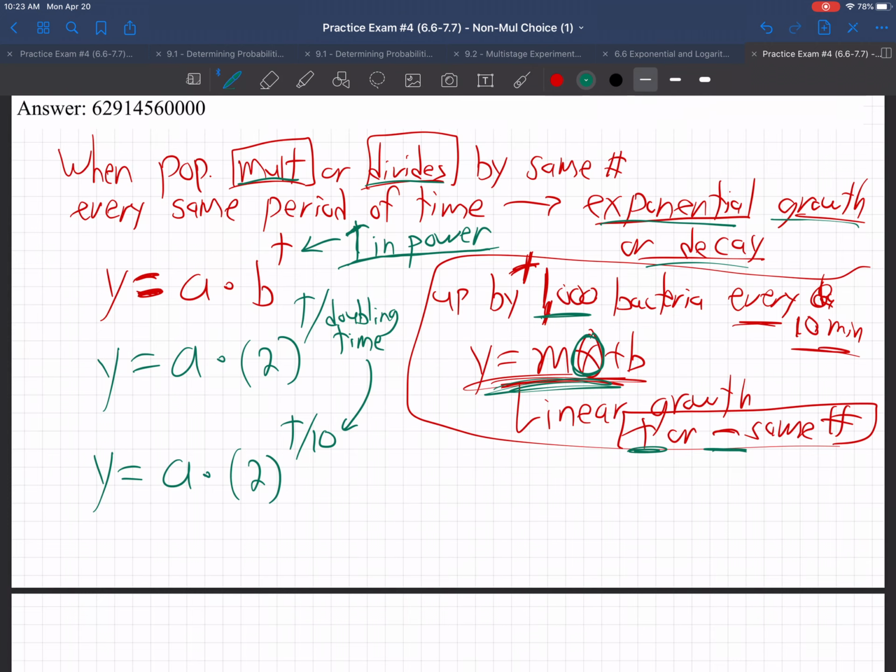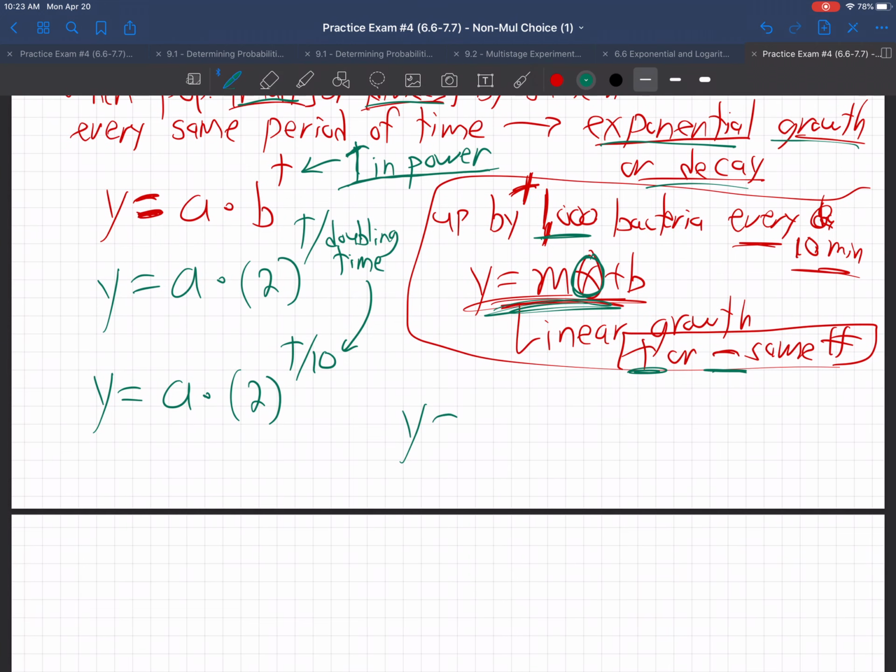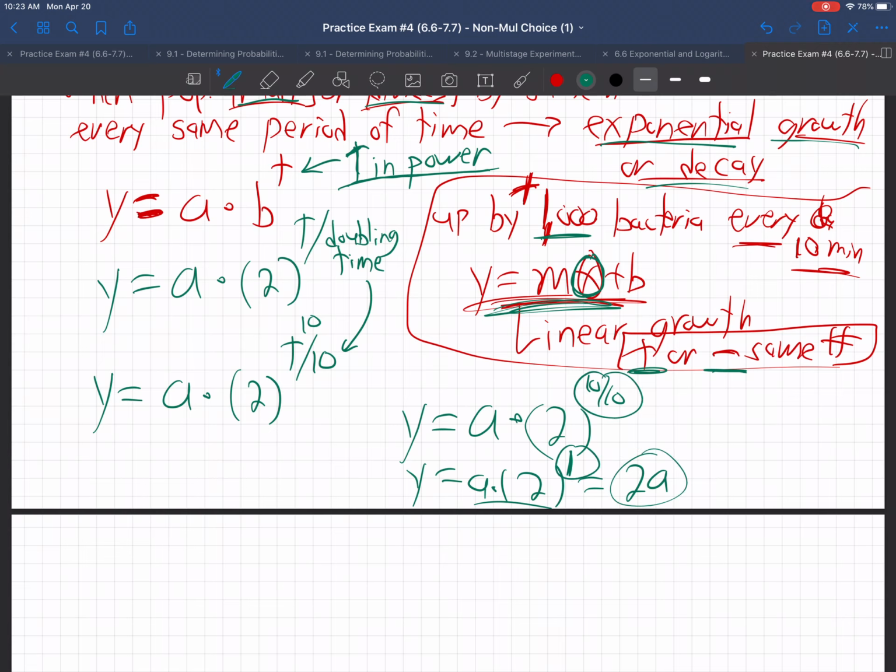I don't want that to be magic. Look at that logically. What does that mean? That means 10 minutes later, the population will double, right? So if I put in 10 for t, this will be 10 over 10. In other words, that'll be 1. So in other words, it's a times 2. It's 2a. See how the population doubled? In 10 minutes, when you plugged in 10 for t, 10 over 10 made that 1. 2 to the 1 is 2. That has a doubling effect.